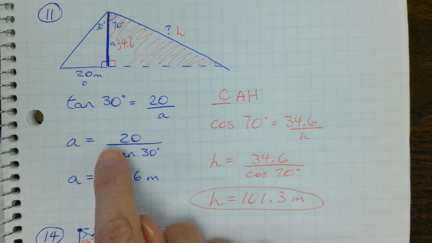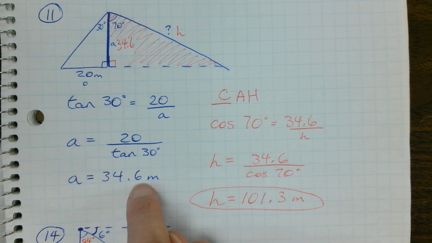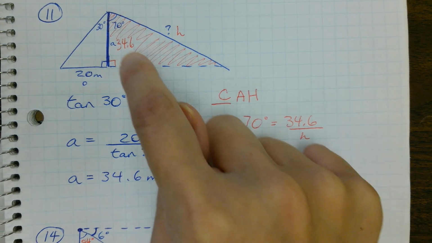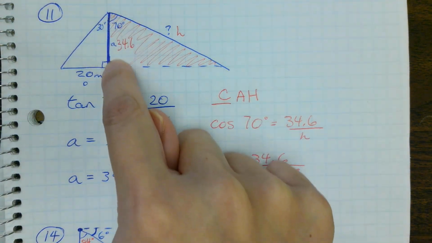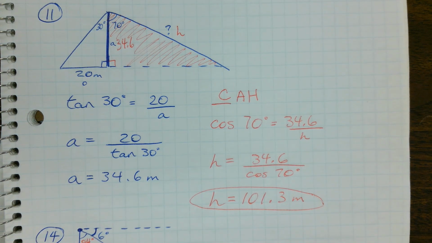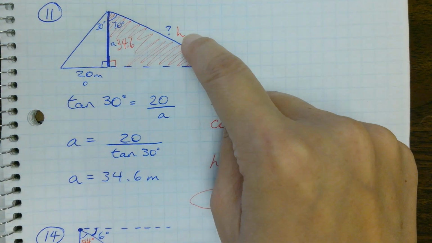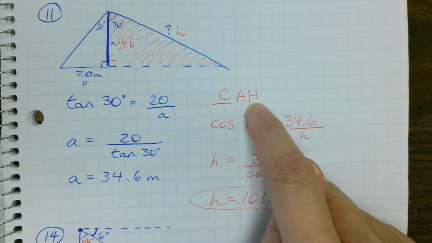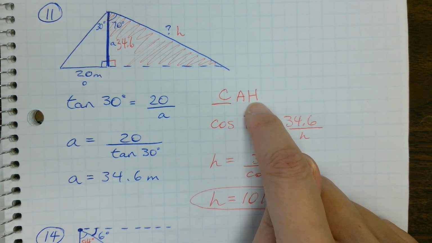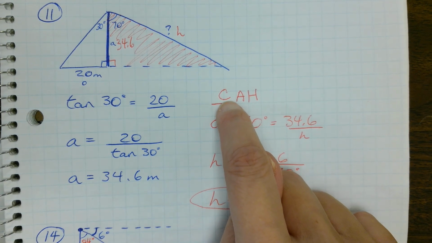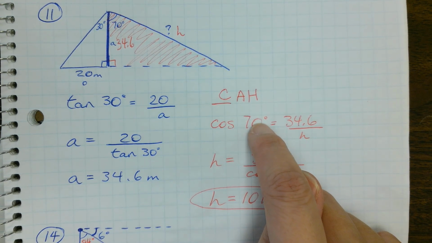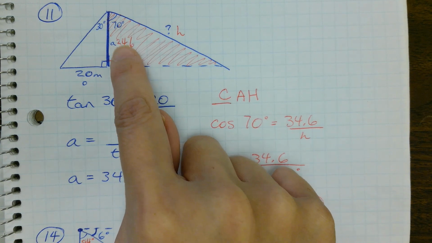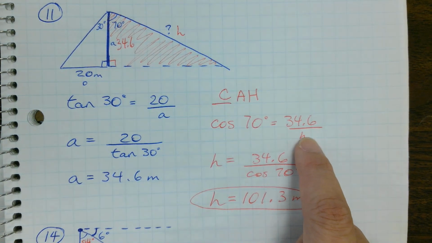Since my variable is on the bottom, I divide and I get 34.6. So I know the height of Captain Jack. This is 34.6. Now I want to find the length of the wire. So adjacent over hypotenuse. So A and H, it means I should use cosine. So cosine 70 degrees equals adjacent over hypotenuse.